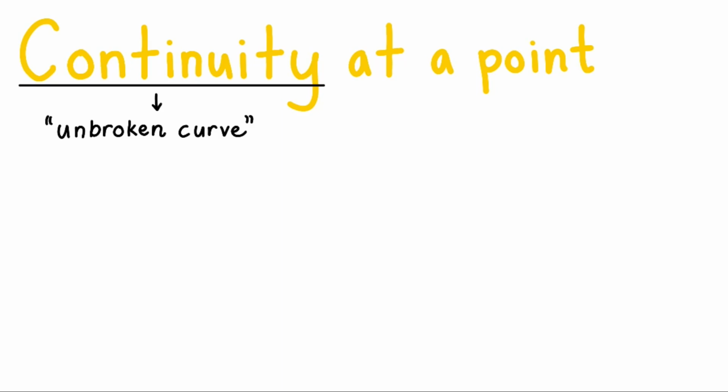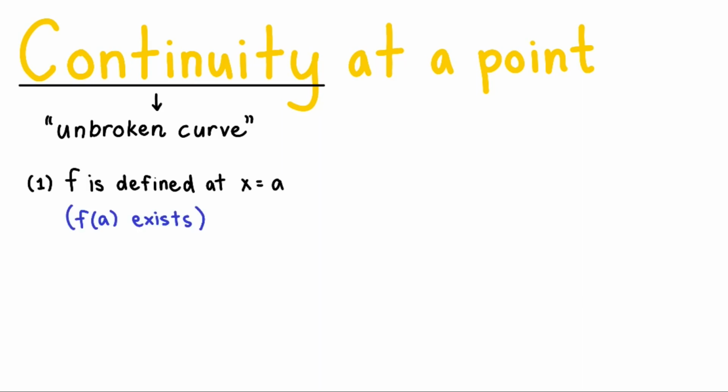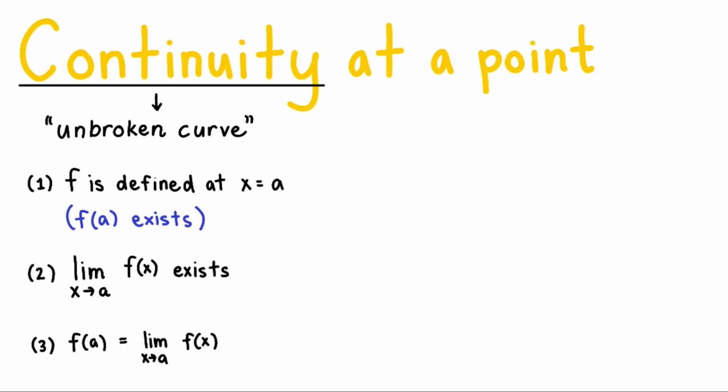Now, there are three conditions that must be met in order to say that a function is continuous at a point. First, f is defined at x equals a, or this means that f of a exists. Second, the limit of f of x as x approaches a exists. And third, these two are equal. So, these are the three conditions that we must remember in checking if a certain function is continuous at that given point.